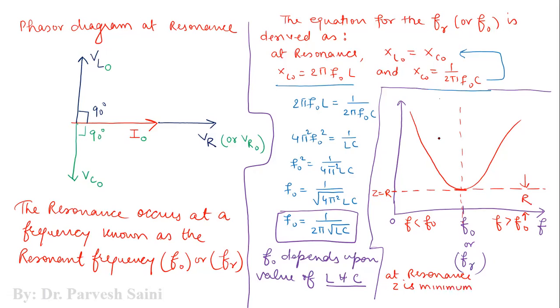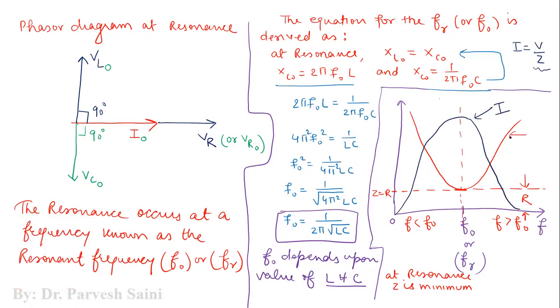It is minimum. Now, what about the current? Now, let us draw the current also. Because your impedance is reducing and current is equal to V by Z. So, if Z is reducing, so current will increase. So, it will increase in this way, reach a maximum value, and then will decrease. So, this is the current.